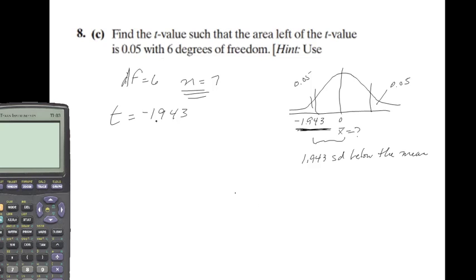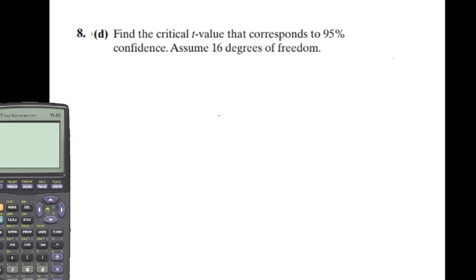All right, so we have one more problem to do, and then you can go work on homework for a while. Find the critical t-value that corresponds to a 95% confidence interval. Assume 16 degrees of freedom. So again, degrees of freedom is equal to 16, which tells me that n is equal to 17, and my confidence level is equal to 0.95, which means that alpha is equal to 0.05, because remember that the confidence level plus alpha always equals 1.